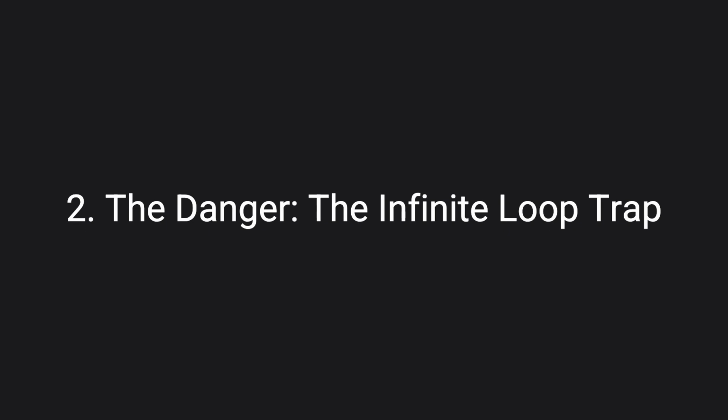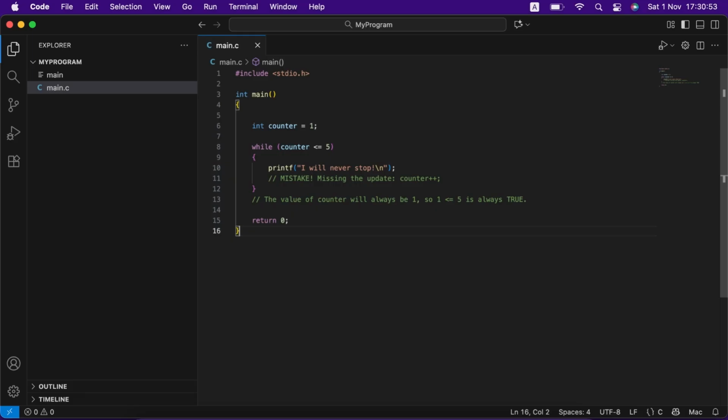Second, the danger, the infinite loop trap. The single biggest danger with the while loop is forgetting the update step, part 3. If the condition is initially true and you don't put code inside the loop to make it eventually false, the loop will run forever until you forcefully stop your program. This is an infinite loop.